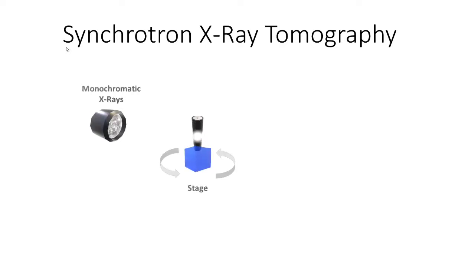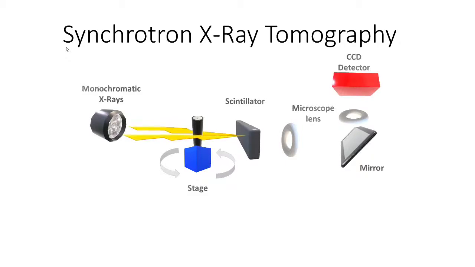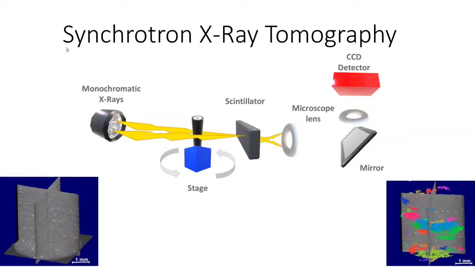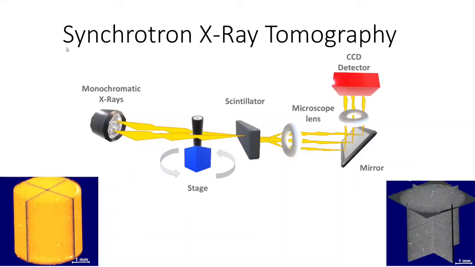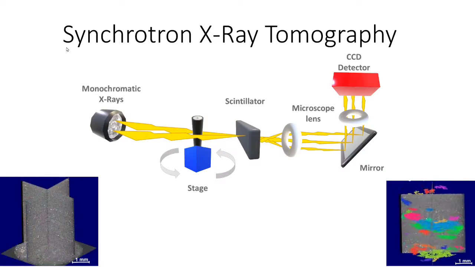Synchrotron X-ray tomography is the only technique that allows non-destructive 3D imaging. By measuring the interaction of X-rays that pass through a sample, we can measure its geometrical and relative density, both externally and internally. In this tutorial video, we will explain the basics of X-ray tomography.